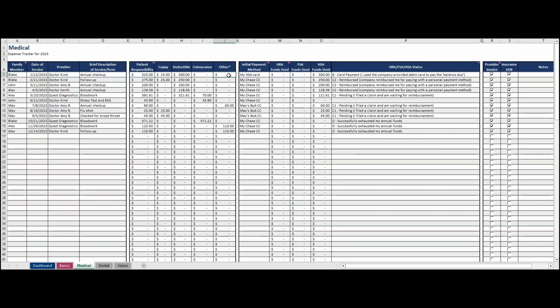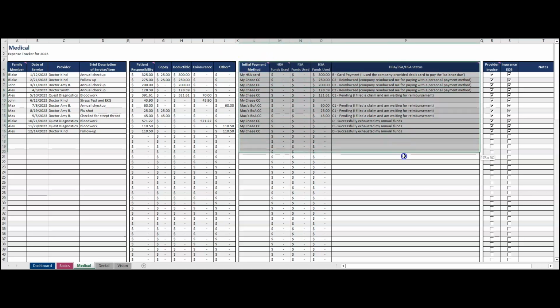For example, if you go to a pharmacy like CVS, Walgreens, or Rite Aid and buy Band-Aids or over-the-counter medicines, those won't be coded as a copay, deductible, or coinsurance by your insurance company. So you would then include that in the other column. Basically, the other column is a catch-all for anything that your insurance doesn't process.